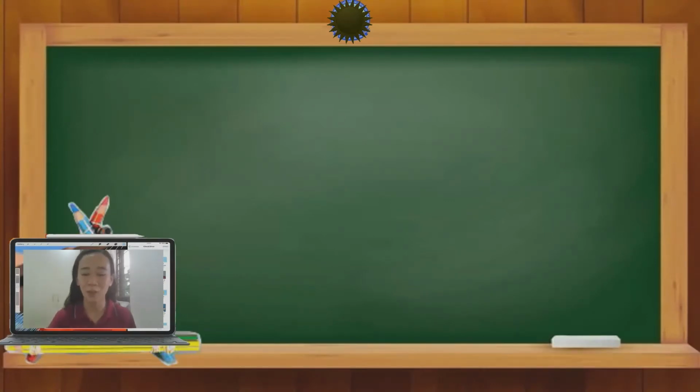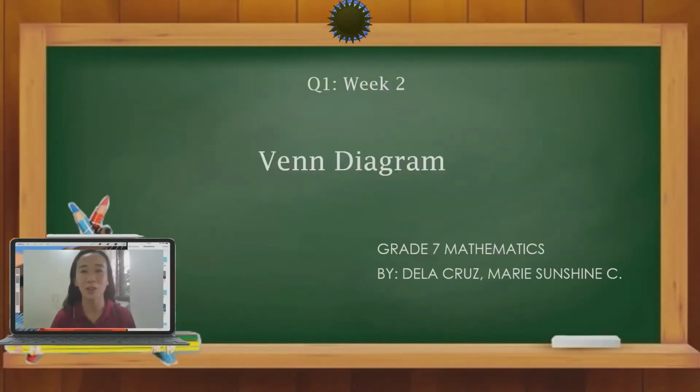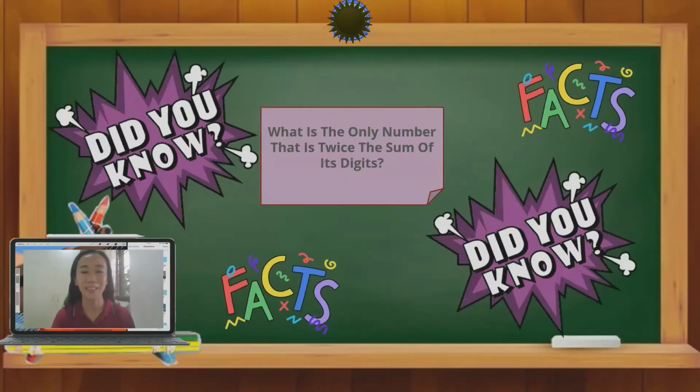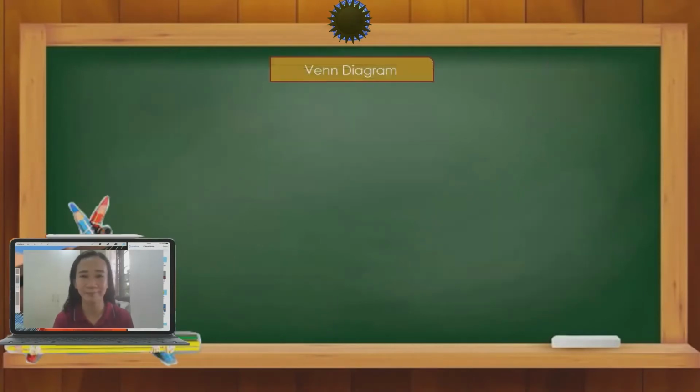Our topic for this week is all about solving problems related to sets with the use of Venn diagram. First, let us have some trivia. What is the only number that is twice the sum of its digits? We're going to answer this trivia at the end of this video. Let us proceed to our lesson.